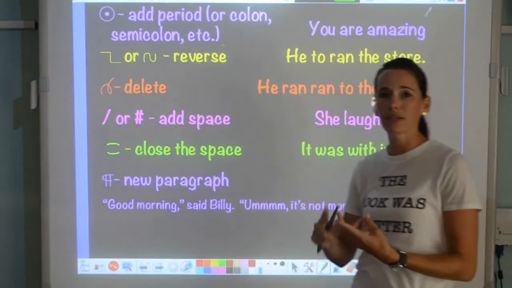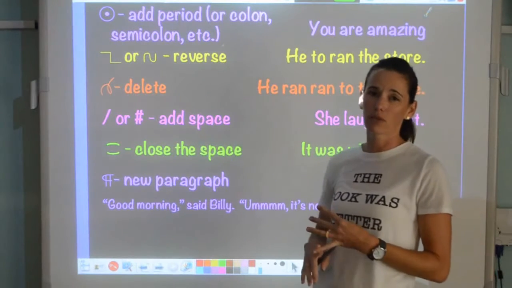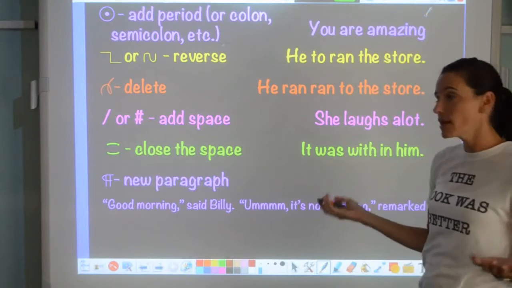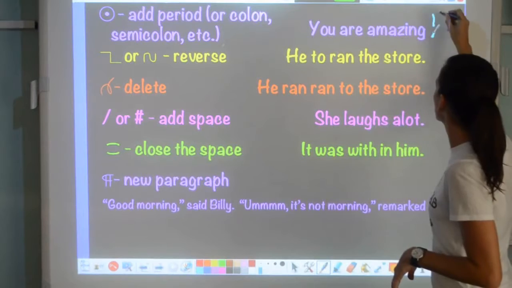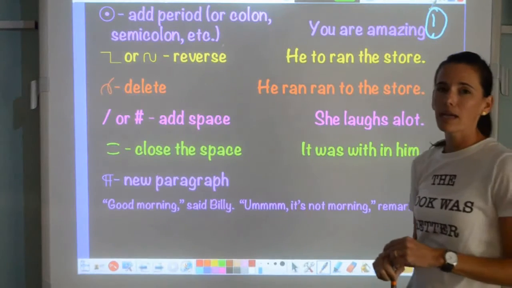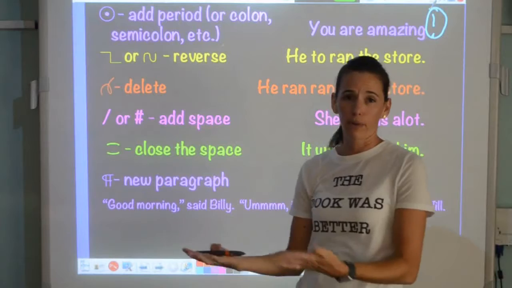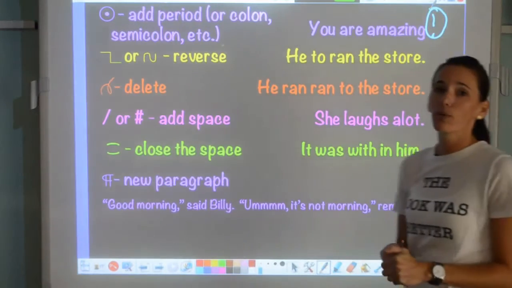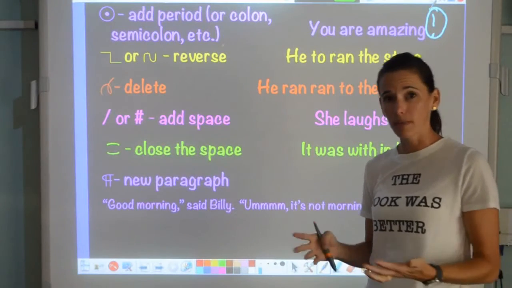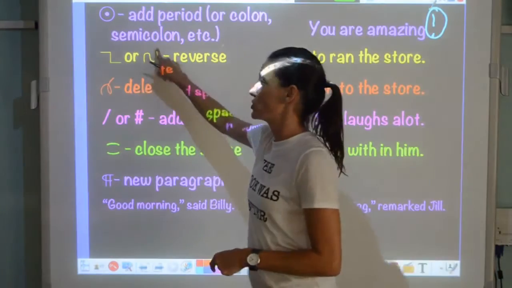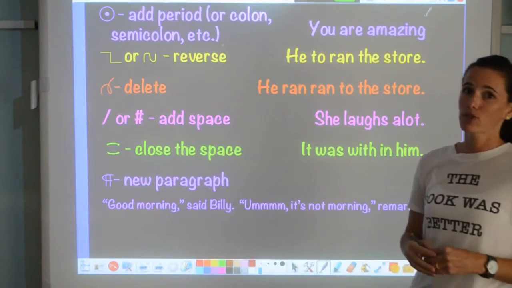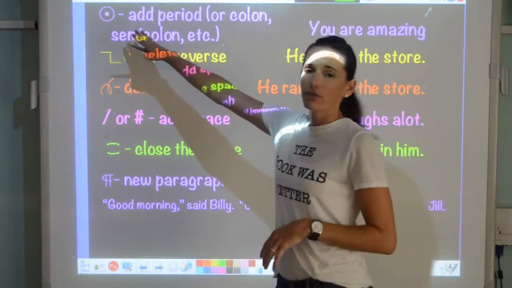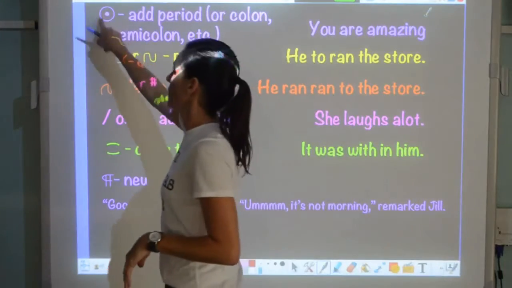This works for periods, colons, semicolons, exclamation marks, and question marks. "You are amazing." I would probably put an exclamation point there, and then I just need to circle it. That way I can point out to whoever's paper it is that they're missing that punctuation. If I need to reverse some words or some letters, then I use this little reverse do. When we need to add a piece of punctuation to the end of a sentence, or in the middle sometimes, all we have to do is add the punctuation and then circle it.